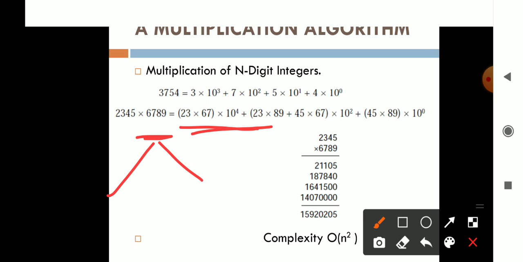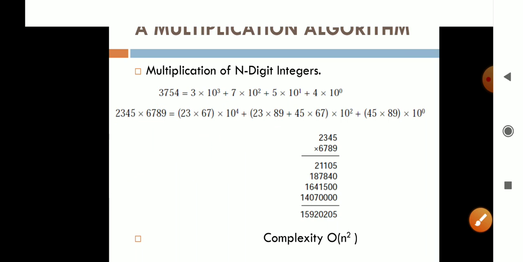Here we are using the multiplication of the first parts, 23 and 67, multiplied by 10 raised to the power 4. Now why are we using 10 raised to the power 4? Because we have a number of size 4. Here n is equal to 4. In the previous equation we had 10 raised to the power 3 because it is a linear equation. But when we multiply two four-digit numbers, we have to put 10 raised to the power 4 here. That is nothing but n.